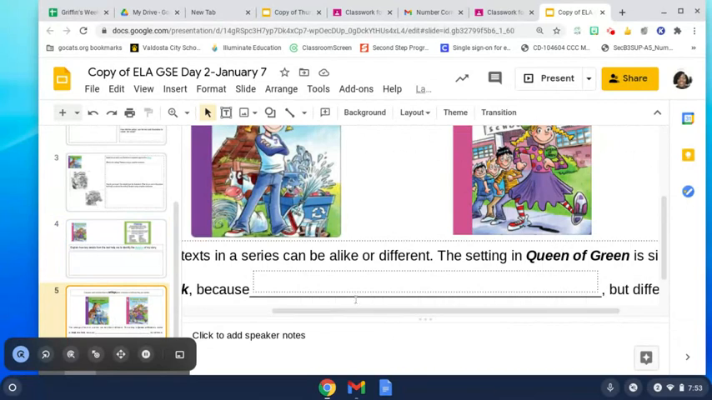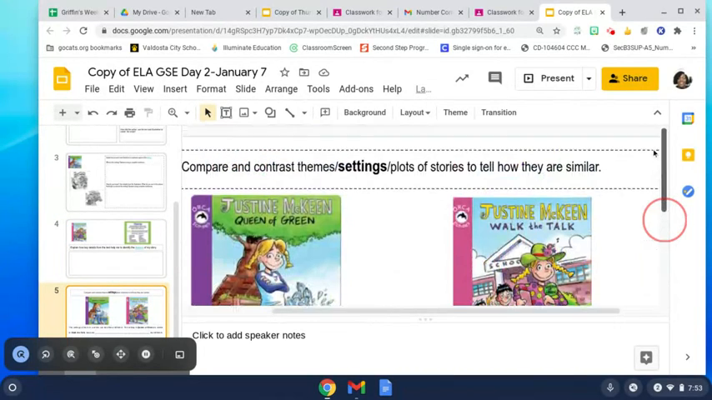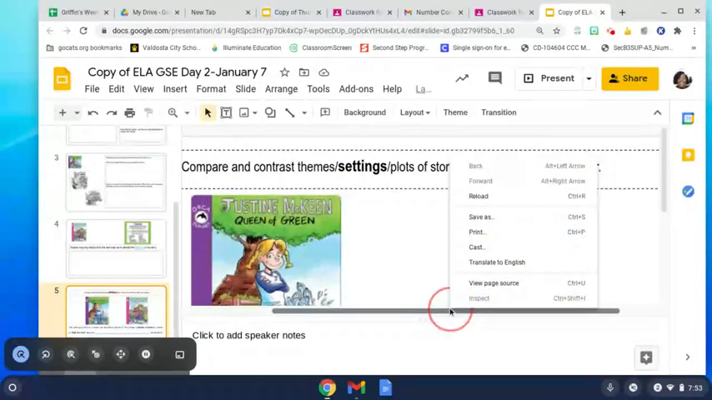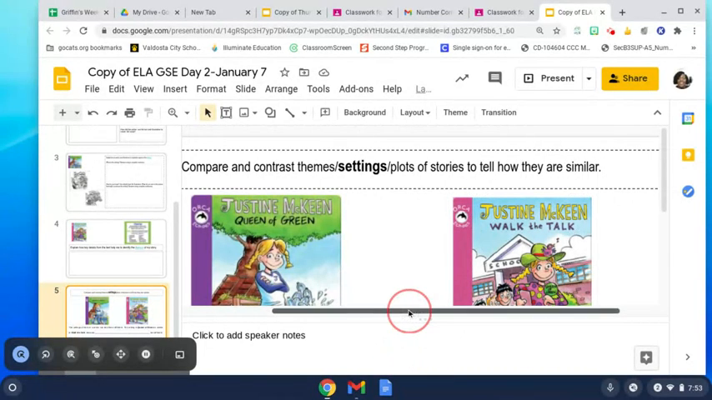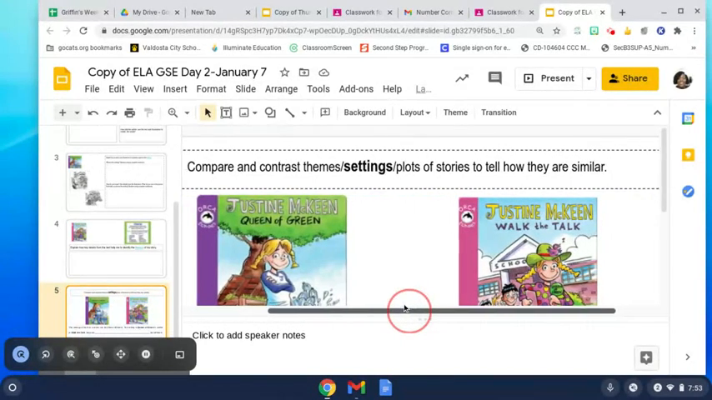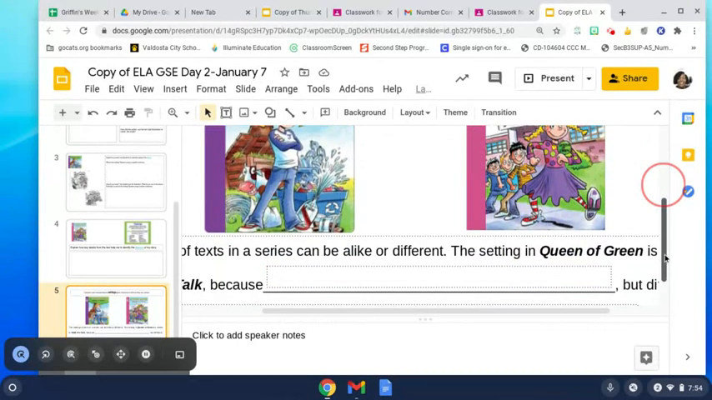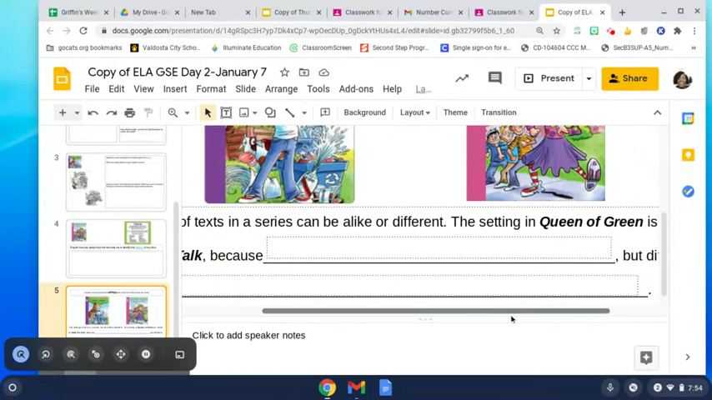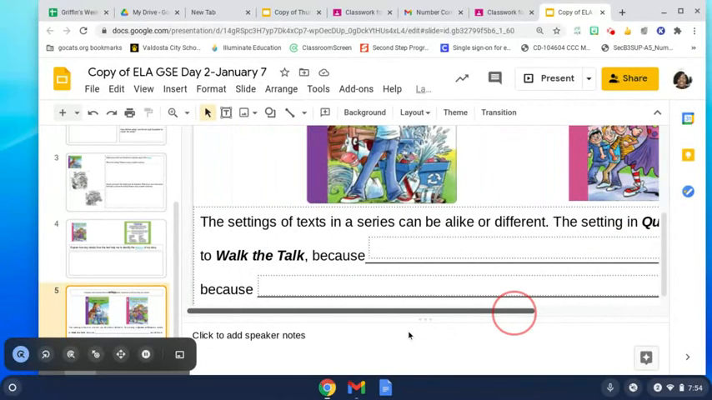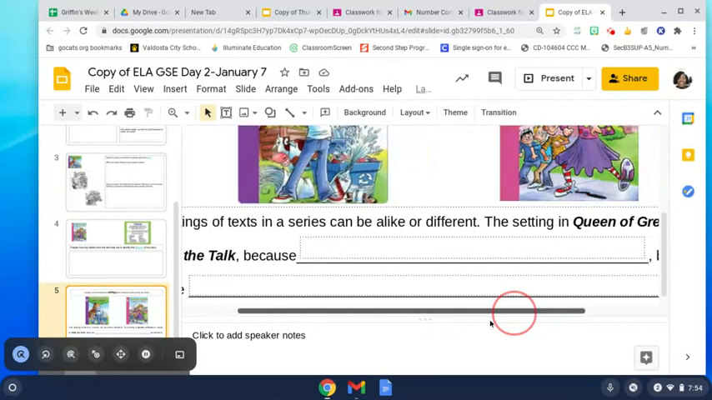Then the last thing you're going to do on slide 5, you're going to compare and contrast the themes, settings, and plots of stories to tell how they are similar. So how are the themes, settings, and plots of both stories the same and how are they different? Okay, so you're going to fill in these sentence text boxes here to answer the questions.